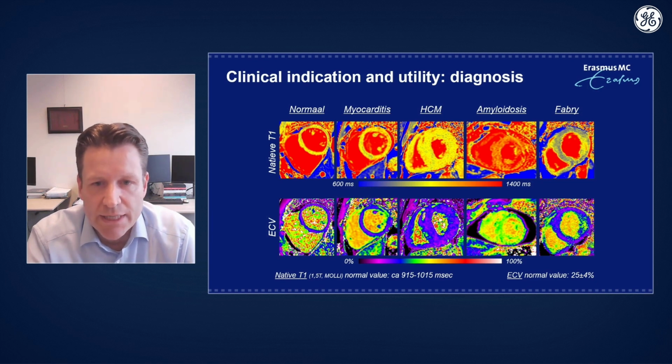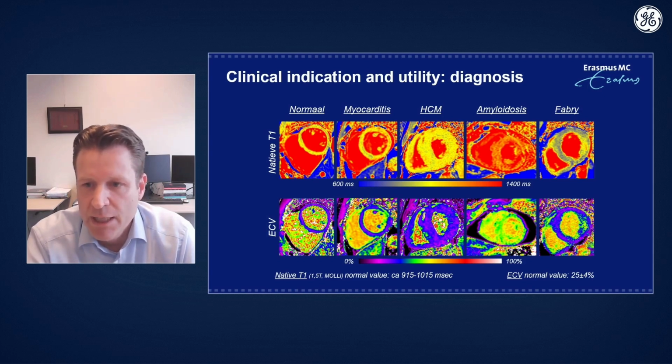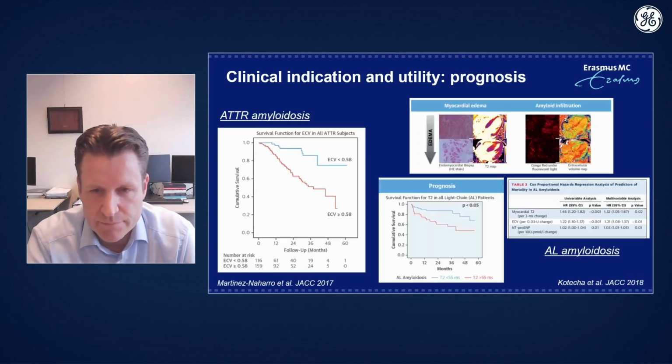On the left, the normal case, then the myocarditis with an epicardial mid myocardial increased ECV in the lateral wall. In the middle, hypertrophic cardiomyopathy case, and then the amyloid and the Fabry case, which I already showed. On the right, on the Fabry, on the extracellular volume, you see an increase in the infralateral wall. That's due to the myocardial fibrosis there. But on the septum, there's a clear decrease of the native T1.